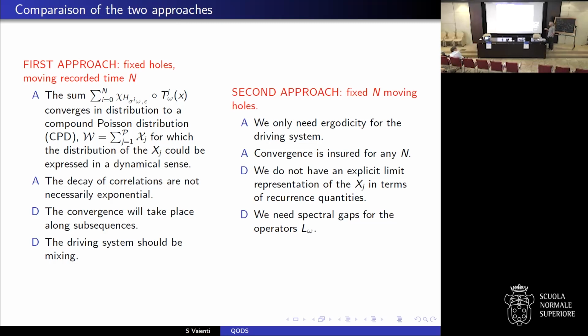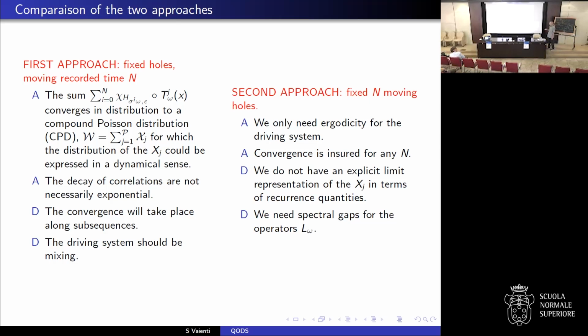Okay, and these variables are defined, I'm sorry, Marco, on a probability space which is not the probability space at the beginning. But still, we can identify the xj. The distribution of the xj can be determined in terms of the distribution of objects in the original probability space. We can compute it explicitly. We don't have this in the other approach for the moment. But the other advantage is that the correlations are not necessarily exponential.